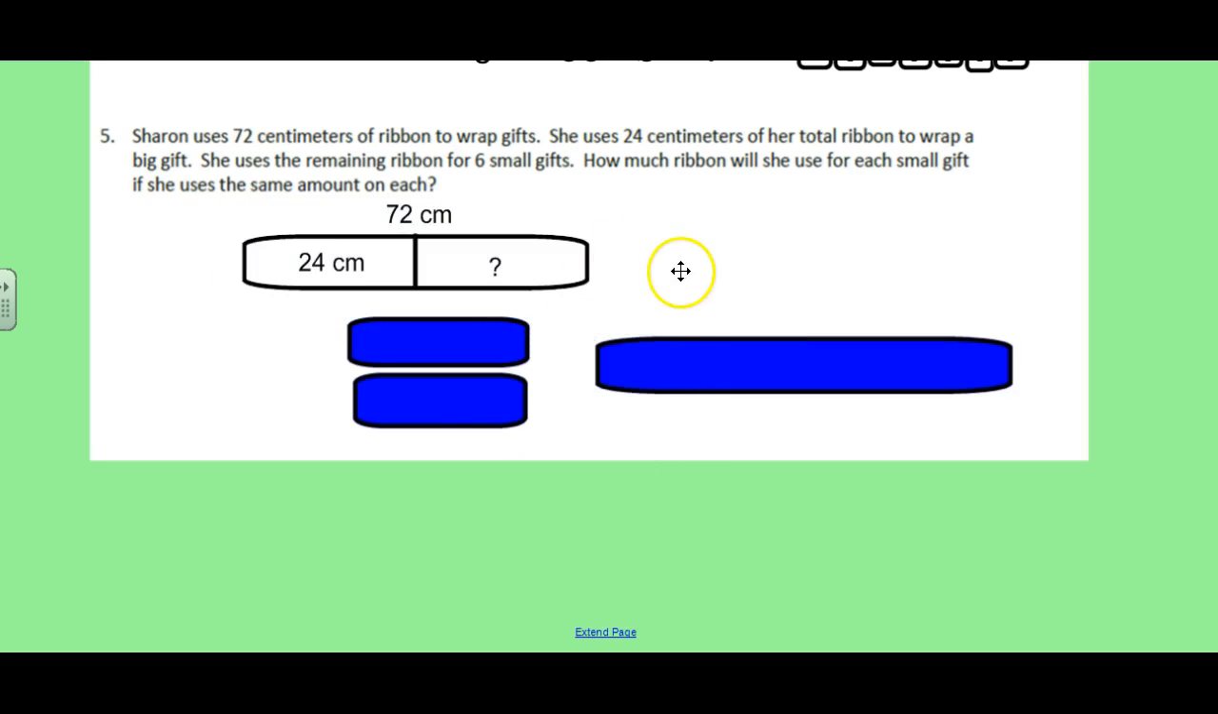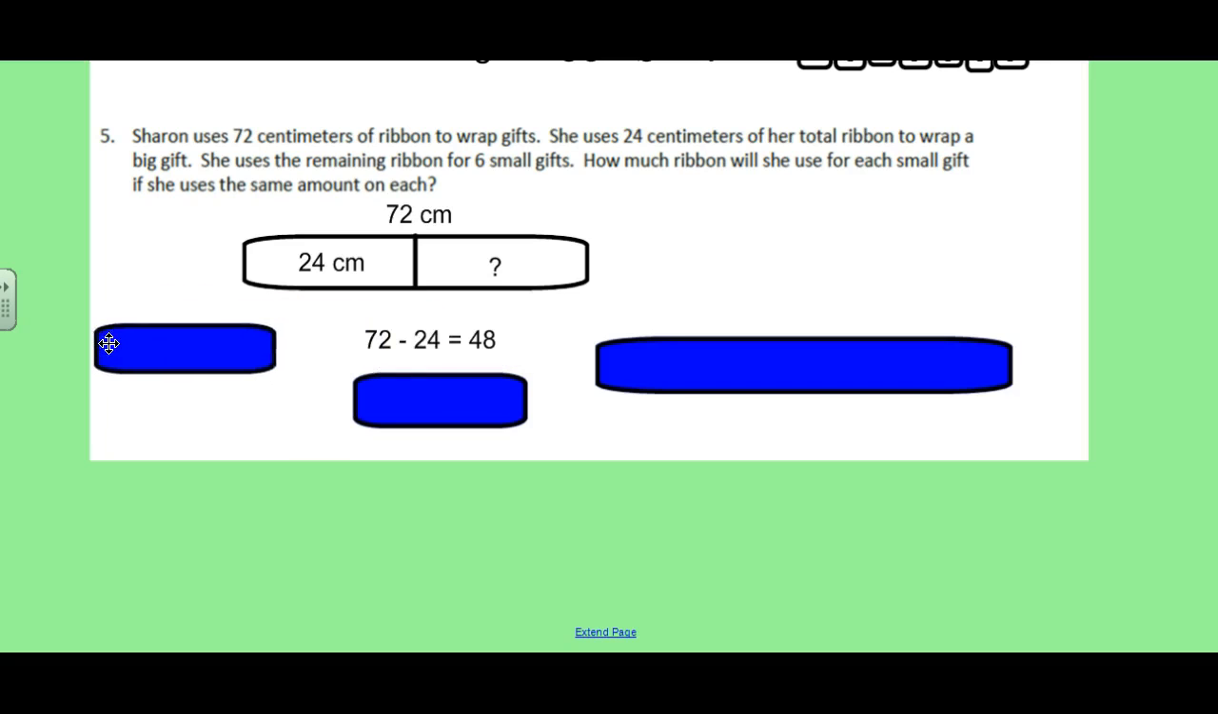Okay, I drew a tape diagram. First step I had to take was 72 minus 24 because she used 24 centimeters on a big gift. So I had to take that away, and that left me with so many centimeters of ribbon that she's going to use on her 6 small gifts. So the equation I was looking for this step of the problem was 72 minus 24, and that left me with 48.